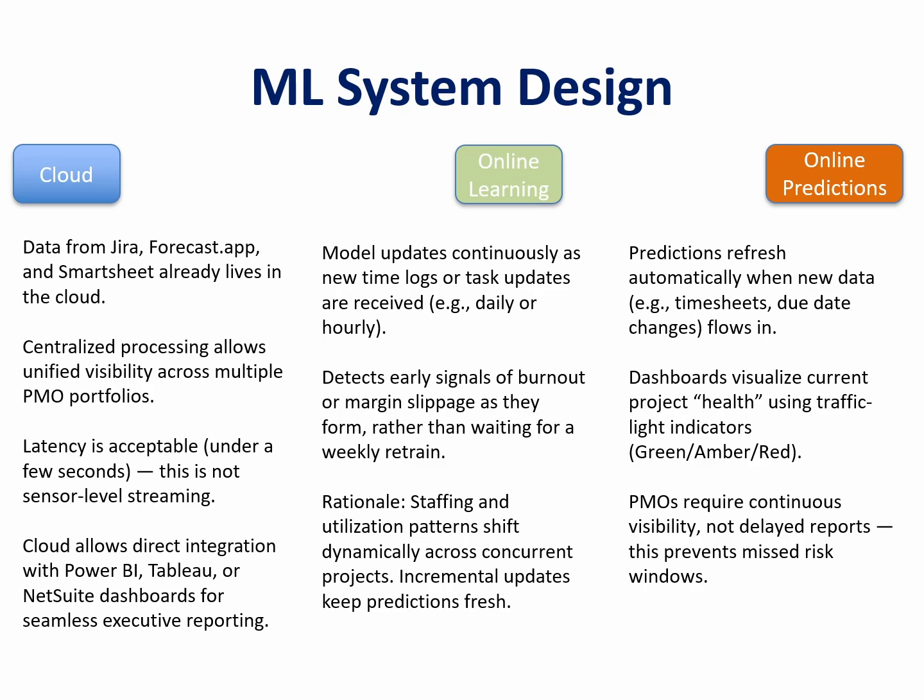Batch versus online. I chose online again. We want those predictions to refresh automatically on a certain cadence or when new data comes in. That way those dashboards can actually visualize the current project health, green, amber, red thresholds. As I mentioned earlier, as PMOs, we get asked these questions on the fly, oftentimes in meetings without being prepared for it. So having this at the ready is a really big selling point for somebody like me.